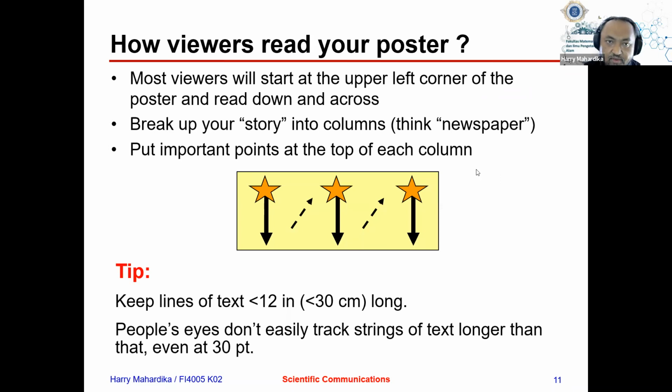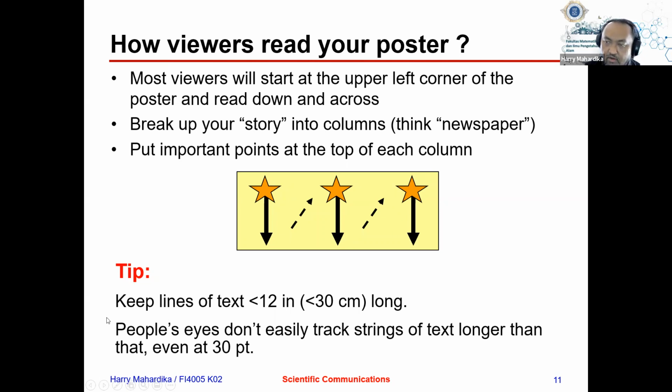Okay, so how do viewers read your poster? Most viewers will start at the upper left corner of the poster and then read across. Break up your story into columns or text boxes, like a newspaper, and put important points at the top of each column. This is one typical flow of poster reading: from top left to the bottom, then moving on to the center, to the bottom, and then going to the right to the bottom.